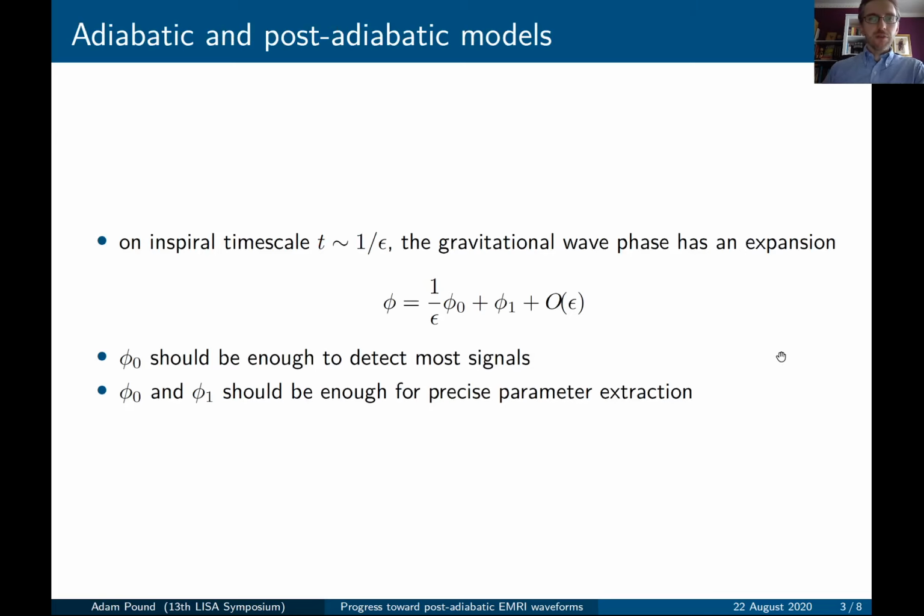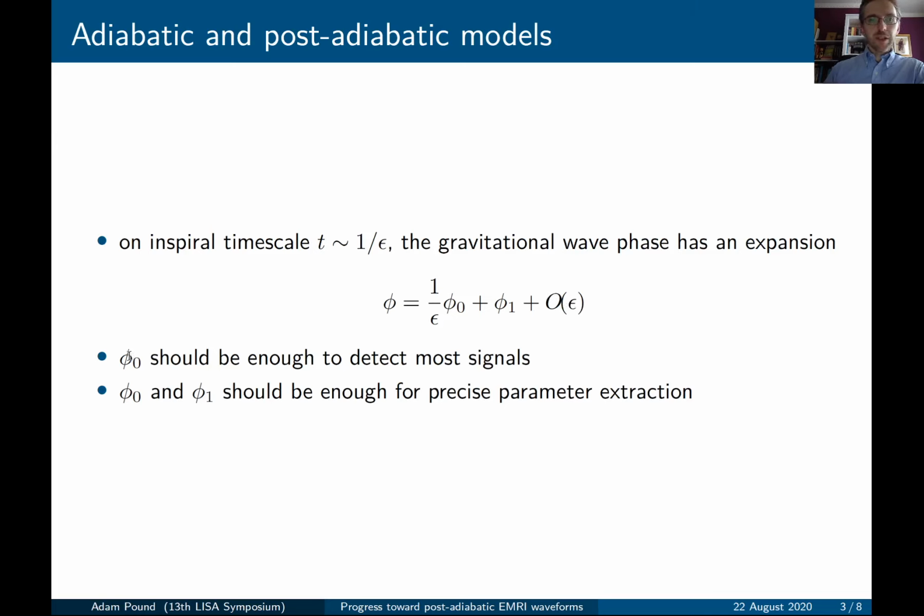Okay, now the title of the talk was not second order self-force, it was post-adiabatic models. So what does that mean? Well, on the inspiral timescale, this 1 over epsilon time, the gravitational wave phase has an expansion that looks like this. Leading order, it's 1 over epsilon. That's because you accumulate phase roughly linearly with time, so if your time scale is 1 over epsilon, your phase is also order 1 over epsilon. Then you have an epsilon independent correction, and then you have a genuinely small order epsilon correction.